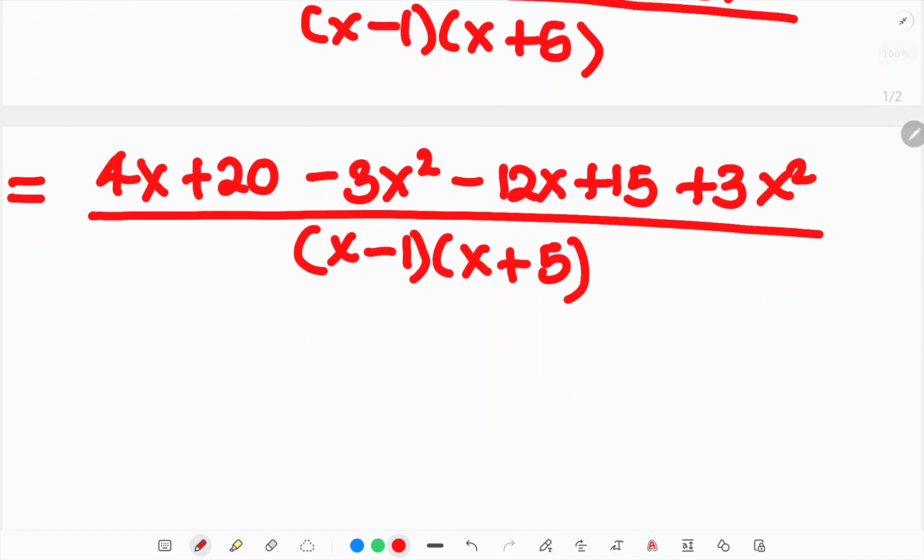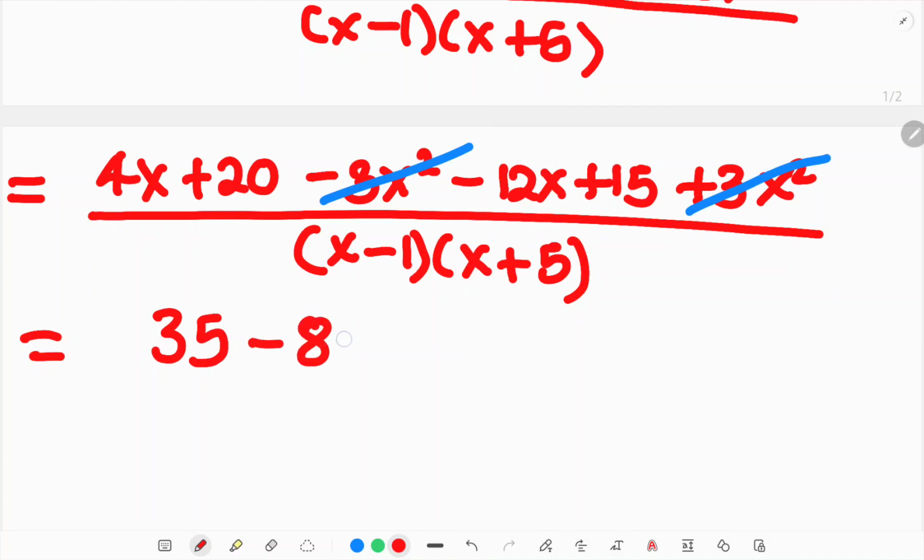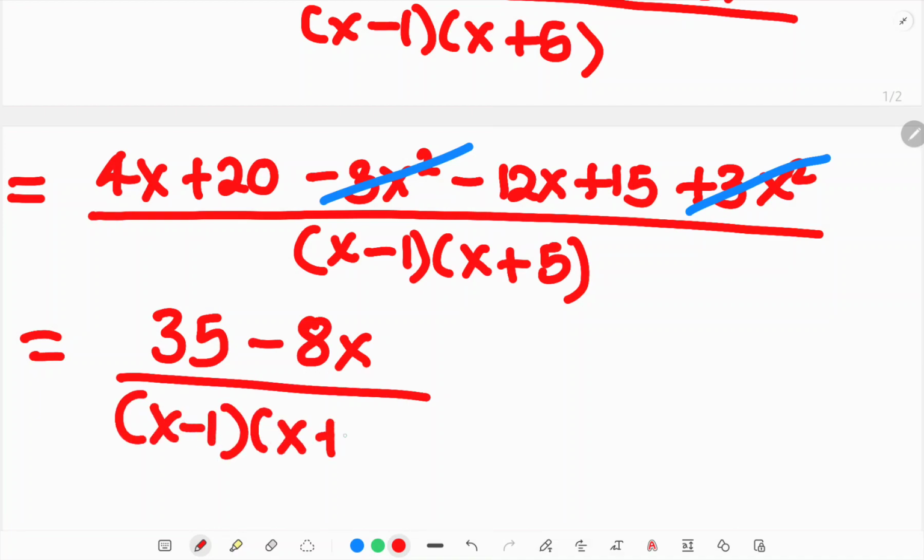Right. So in this case, what do we need to do next? We can see that this and this cancel out. We can see that those two cancel out. And then what happens? What is 20 plus 15? That gives us 35. And then what is 4 minus 12? It gives us minus 8x over x minus 1 and x plus 5. So this is our final answer.